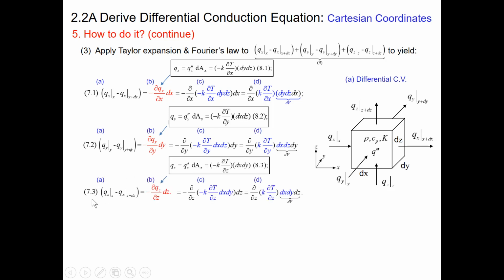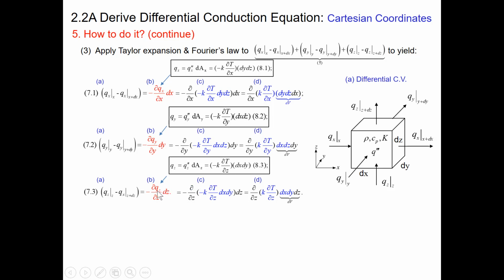In z direction, A, the conduction heat rate difference at the location z and location z plus dz is represented by its derivative using Taylor series expansion. B, the heat rate Q sub z is the product of heat flux and surface area, where the heat flux is represented by the Fourier's law. The surface area dA sub z is perpendicular to the Qz, which is dx times dy.